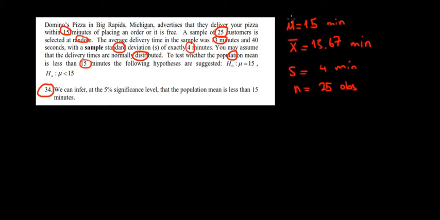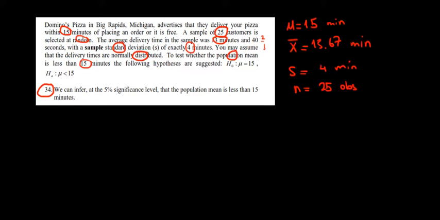We have the population mean, we have the sample mean, which is 13.67 because 40 seconds is 2/3 of a minute. 13 minutes and 40 seconds is 13 minutes and 2/3. 2/3 is the same as 0.67, so 13.67 minutes. The sample standard deviation is 4 minutes, and we have 25 observations.